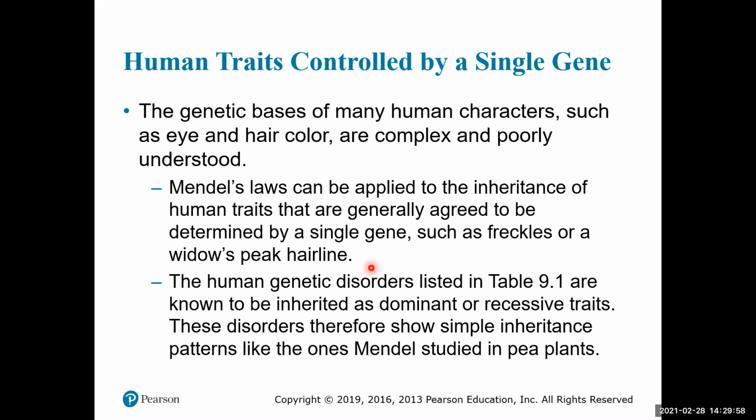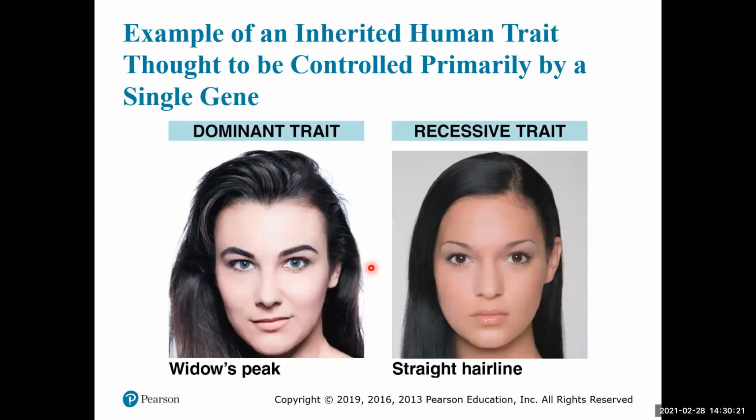So like when we looked at freckles and widow's peak, which we haven't looked at yet, but we will, which is basically the shape of your hairline, and some other human disorders that are dominant and recessive disorders. And so those are from simple inheritance patterns where, again, they're only controlled by one gene. But you can have inheritance patterns that are controlled by multiple genes, and those are way more complex and a little more difficult to understand and discern.